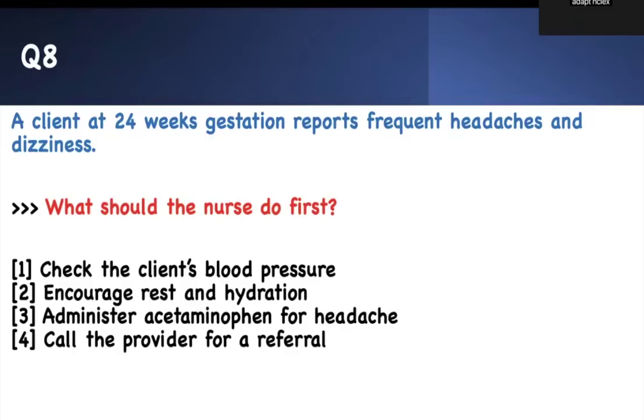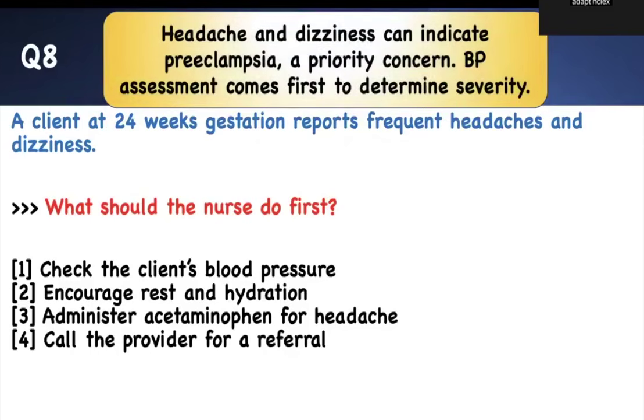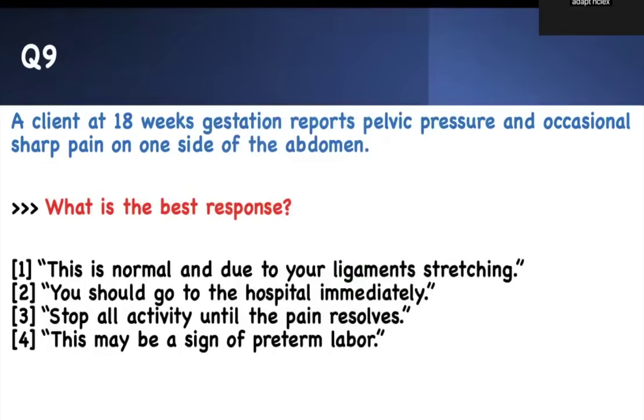They were going to ask you, if you call the doctor and say, hey, what is the patient's blood pressure? You give the acetaminophen. You think headache and associated dizziness. You use acetaminophen for headache that is isolated, just the headache, after you rule out bad stuff. Rest and hydration, you've done nothing. Therefore, let's check the patient's blood pressure. Headache and dizziness can indicate preeclampsia. We should assess first to make sure there is no bad problem.